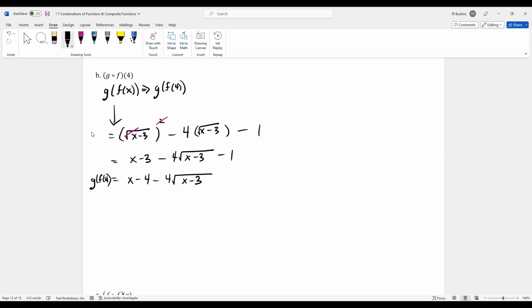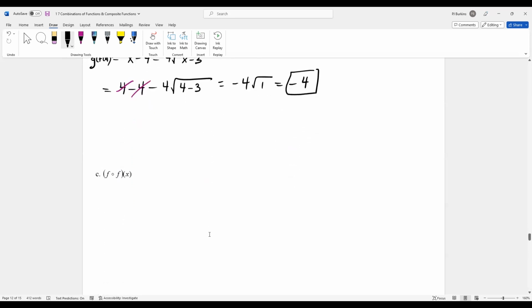Now, if we want that evaluated at 4, we just plug in 4. And this is even nicer, right? Because 4 minus 4 goes away. And then we have minus 4 times the square root of 1. And that's just minus 4. All right, so not much to this.